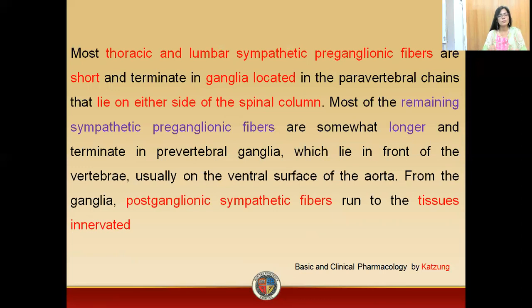So, most thoracic and the lumbar sympathetic preganglionic fibers are shorter, as we have already discussed. Why are these shorter? Because the ganglia is close to the spinal cord. According to a few articles, there is a possibility of a few fibers which are longer in length, but generally, precisely, these are shorter in length.